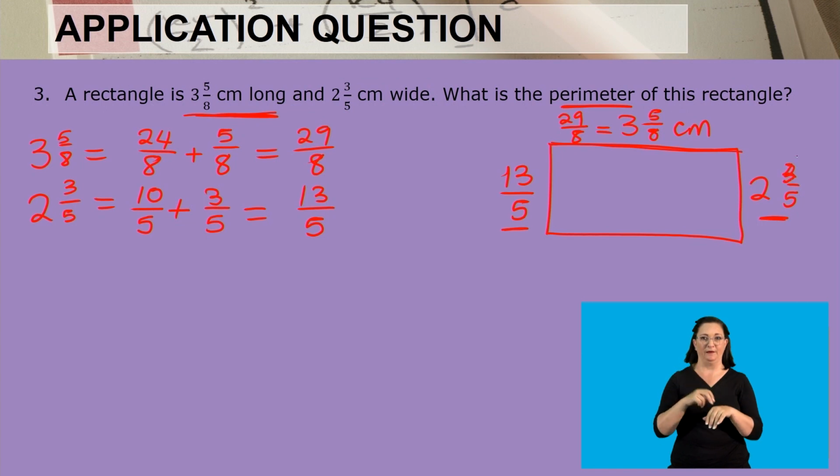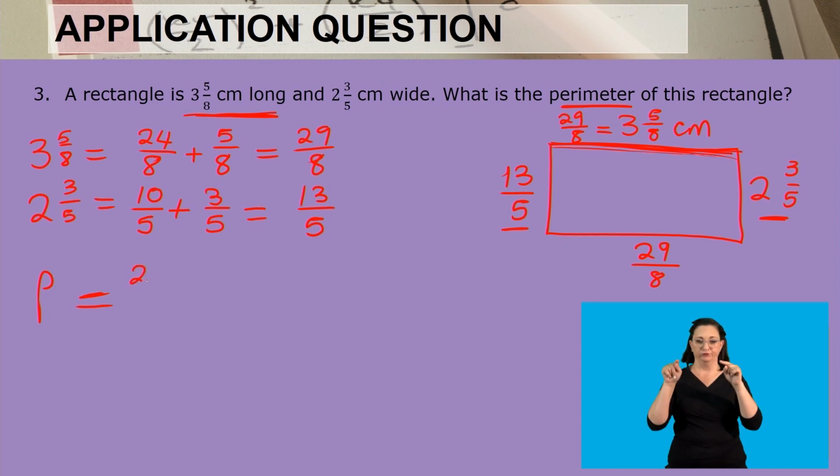That is actually written wrong. That is supposed to be 2 3/5. And if the length is 29/8, that means the length on the other side is 29/8. And how do we calculate perimeter? We are just going to add all the sides.